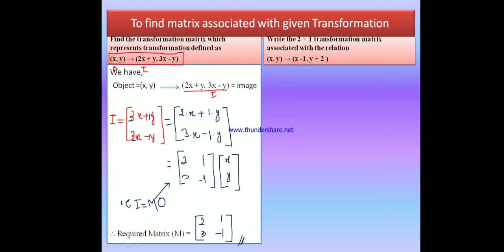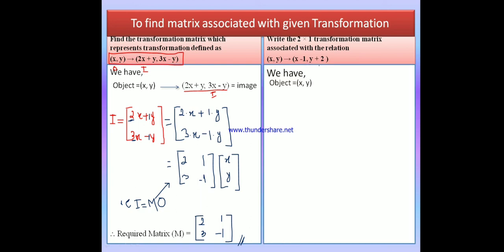Now look at this exceptional case, a unique case, let's say a rare case. In this case there is a formula: x comma y is an object, then x minus 1 comma y plus 2 is the image. So let's write the image in matrix form at first. But slightly this last question is unique. You may think why it is unique.